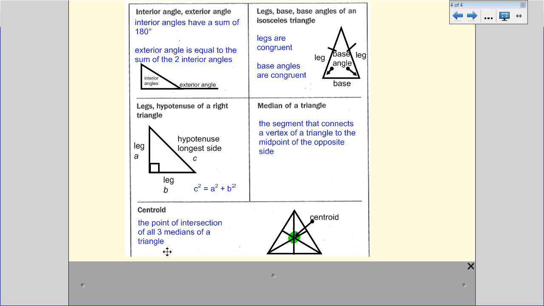That centroid then creates special relationships on that median where we have 1/3 of the measurement and then 2/3 above the centroid. So vertex to centroid is 2/3 of the segment. Centroid to side is 1/3 of the segment.